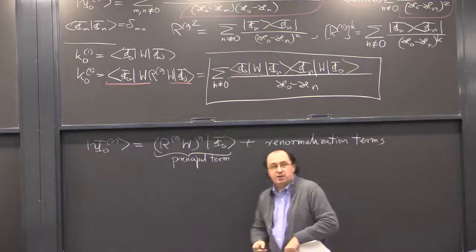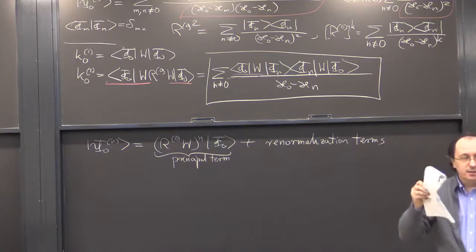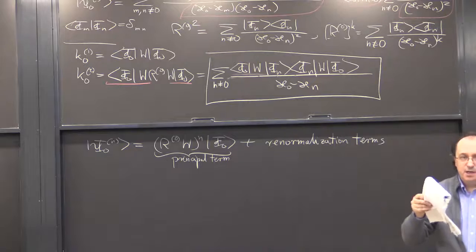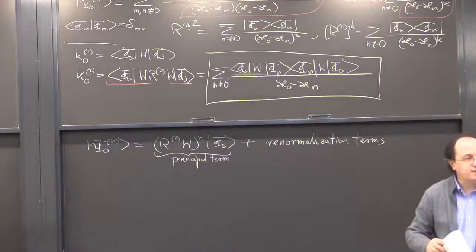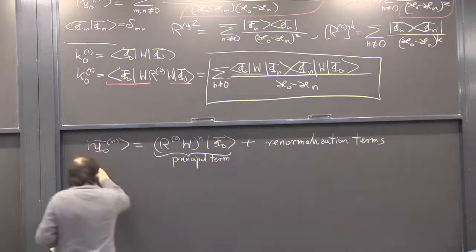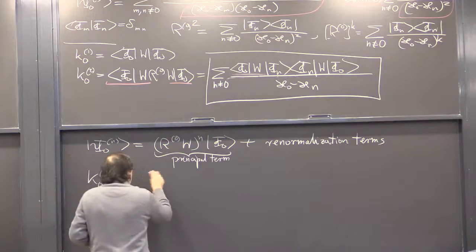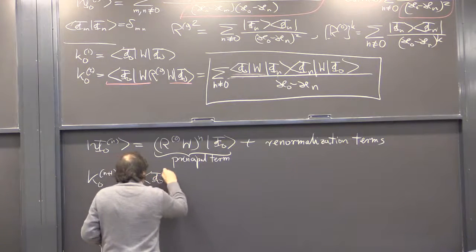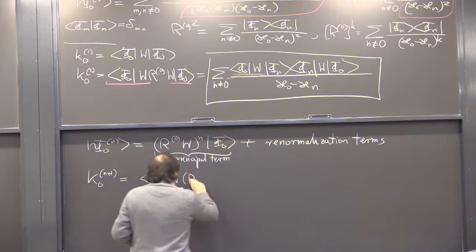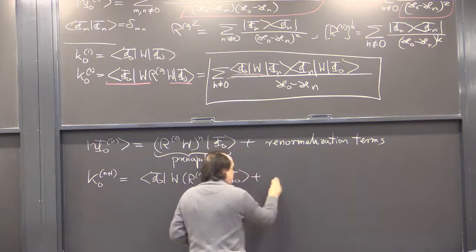These renormalization terms, as you remember, appear to have various mixtures of W's and R0s, obtained by inserting brackets representing the mean value in phi0 into the principal term. They seem to have this structure, and that's the structure we'll try to discuss today. Therefore, the energy corrections in order n plus 1 would have again the principal term, R0W to the n, and then we have again renormalization terms.